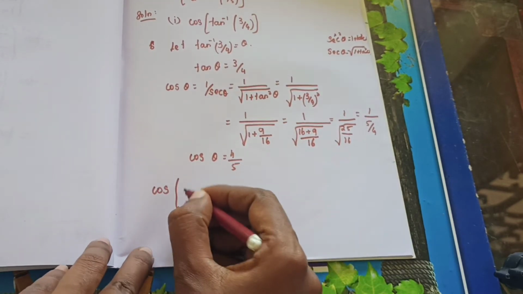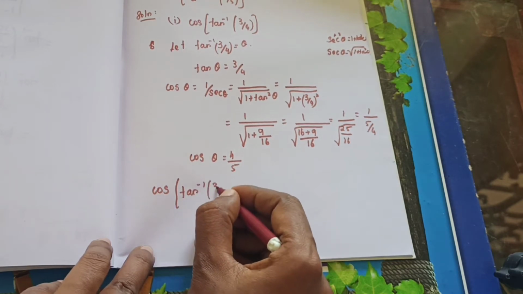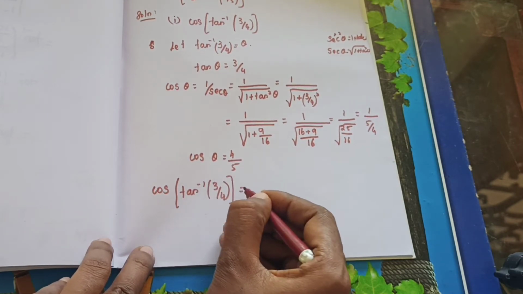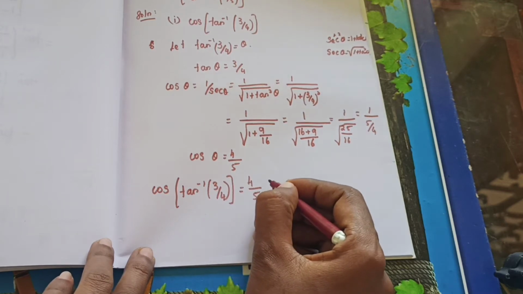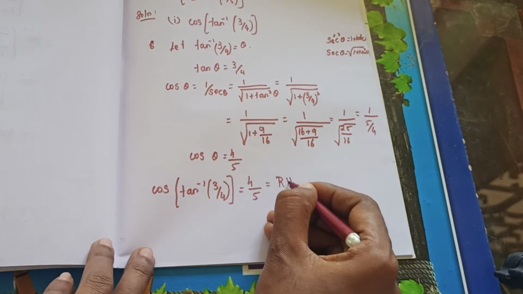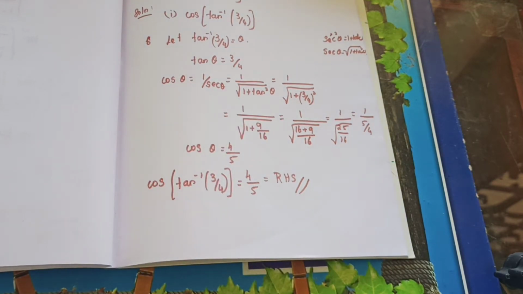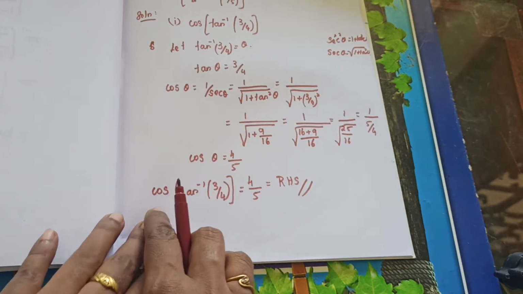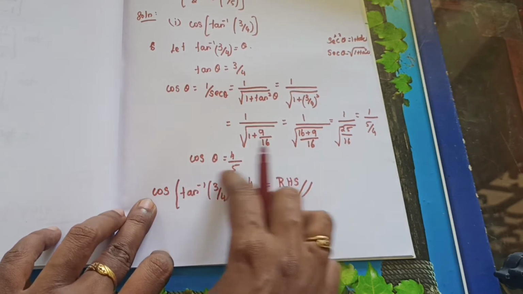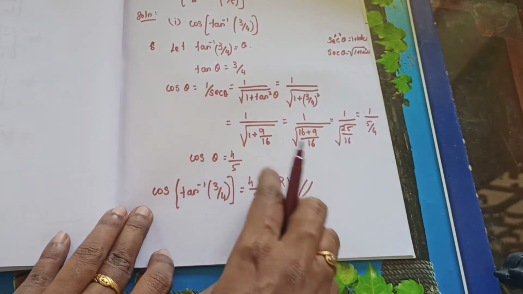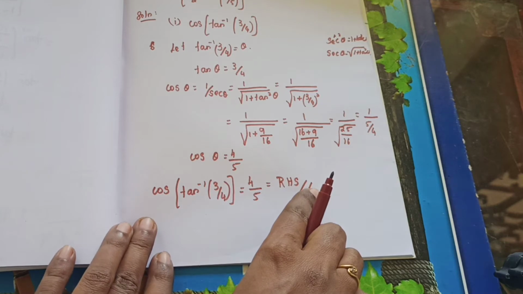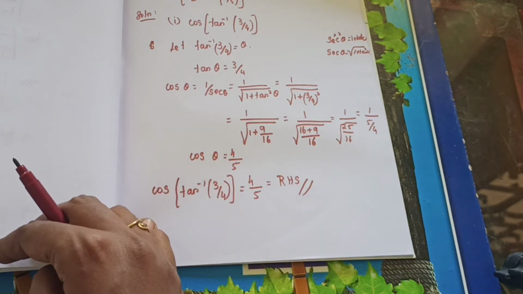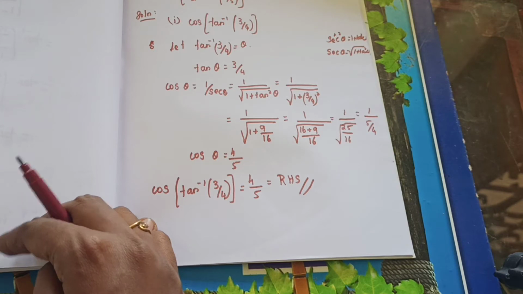Now take down: cos of tan inverse of 3 by 4 is equal to 4 by 5. So that is equal to the RHS. Understand, students? Cos theta equals 4 by 5. Is it right? Cos of tan inverse, this one you have considered as theta, so cos theta equals 4 by 5. Understand? All of you got it? Okay, so let's move to the next question.